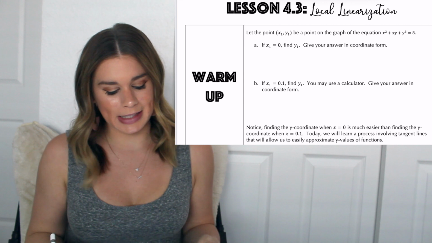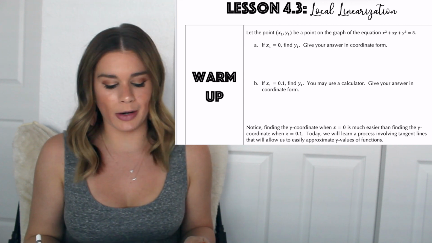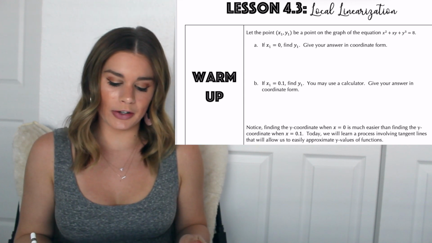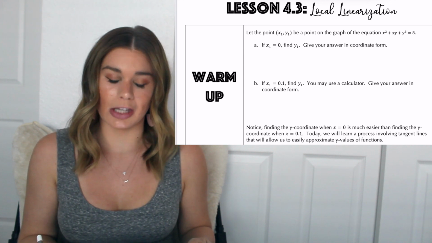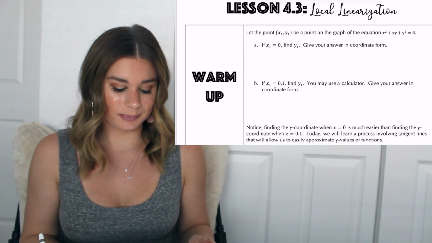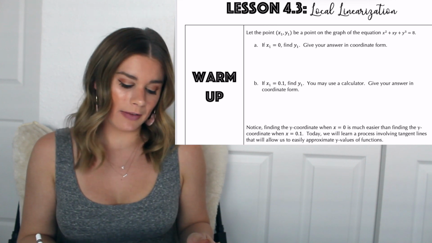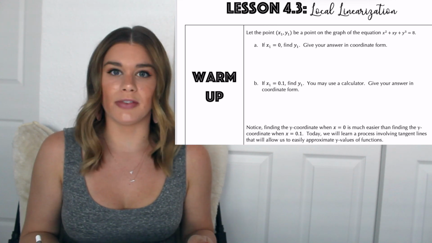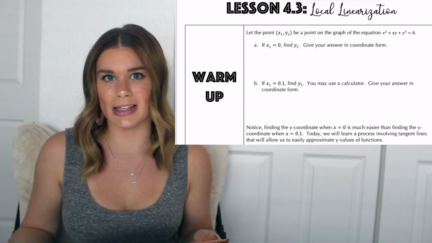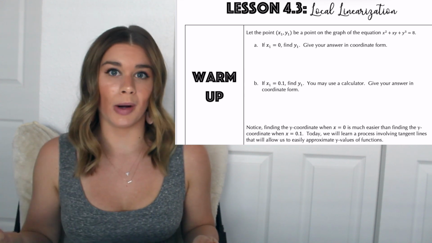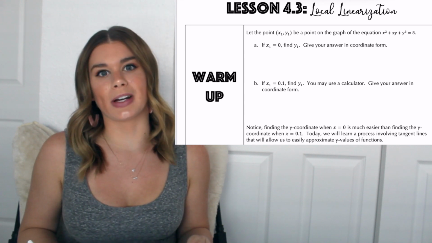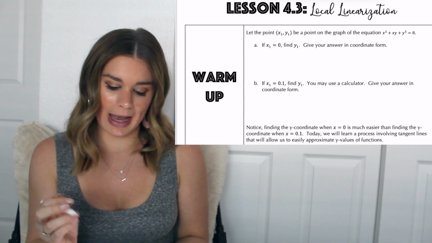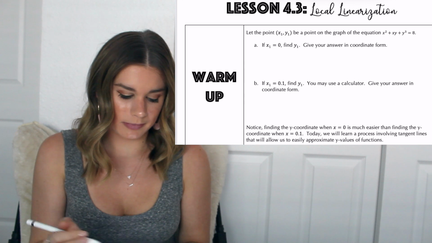So the warm-up says, let point (x sub 1, y sub 1) be a point on the graph of the equation x squared plus xy plus y cubed is equal to 8. Part A says, if x sub 1 is equal to 0, find y sub 1. So it's basically, if your input is 0, what would the output of this function be? And give your answer in coordinate form.